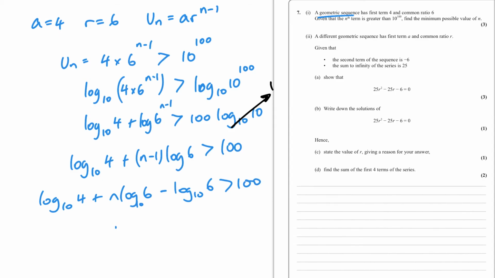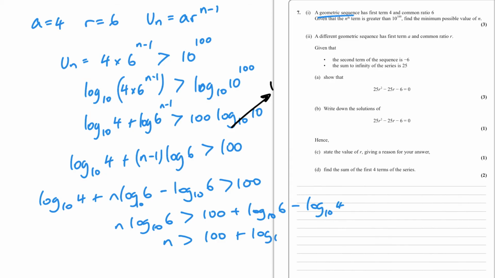Now rearranging this, so we've got n log of 6 is greater than 100 plus the log of 6 minus that log of 4. And then we want to divide.